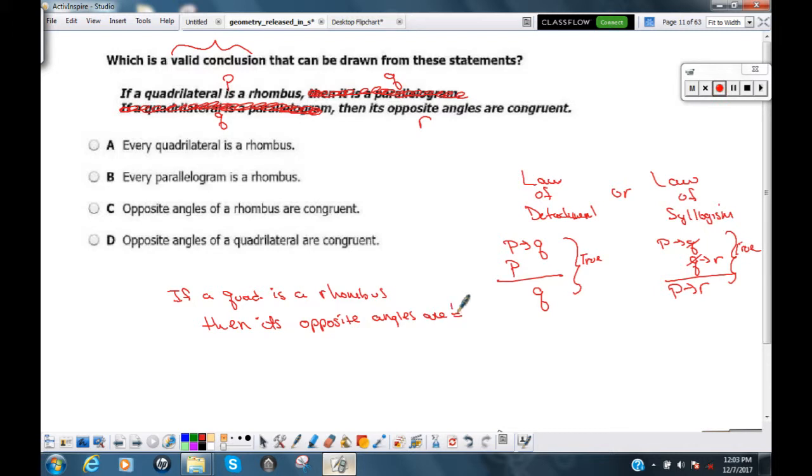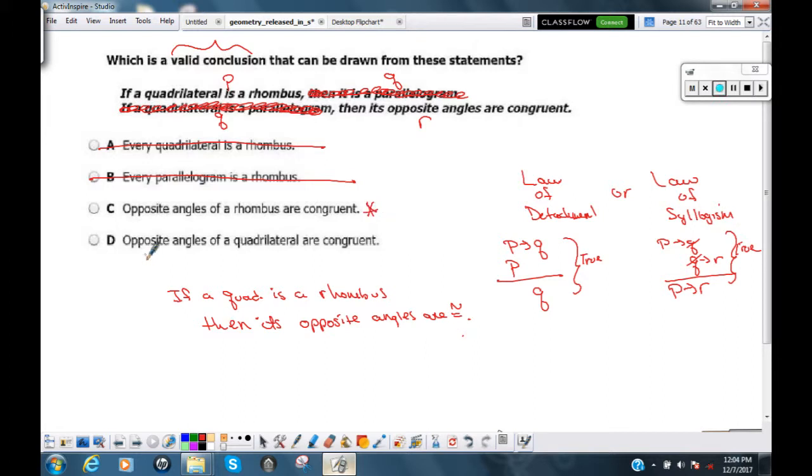are congruent. So A says every quadrilateral is a rhombus. Well, no, that's not what we're saying. We're saying if it is a rhombus, then its angles are congruent. B says every parallelogram is a rhombus. No, we're talking about a rhombus first, so we're going to get rid of that. And then C says opposite angles of a rhombus are congruent. Yes, that's the closest to my statement.